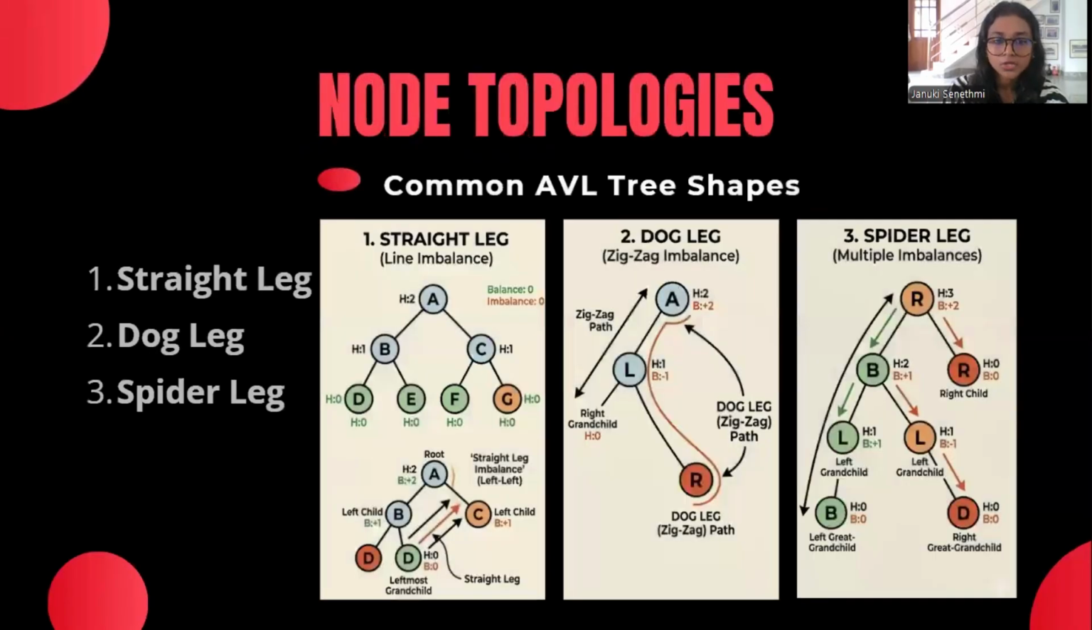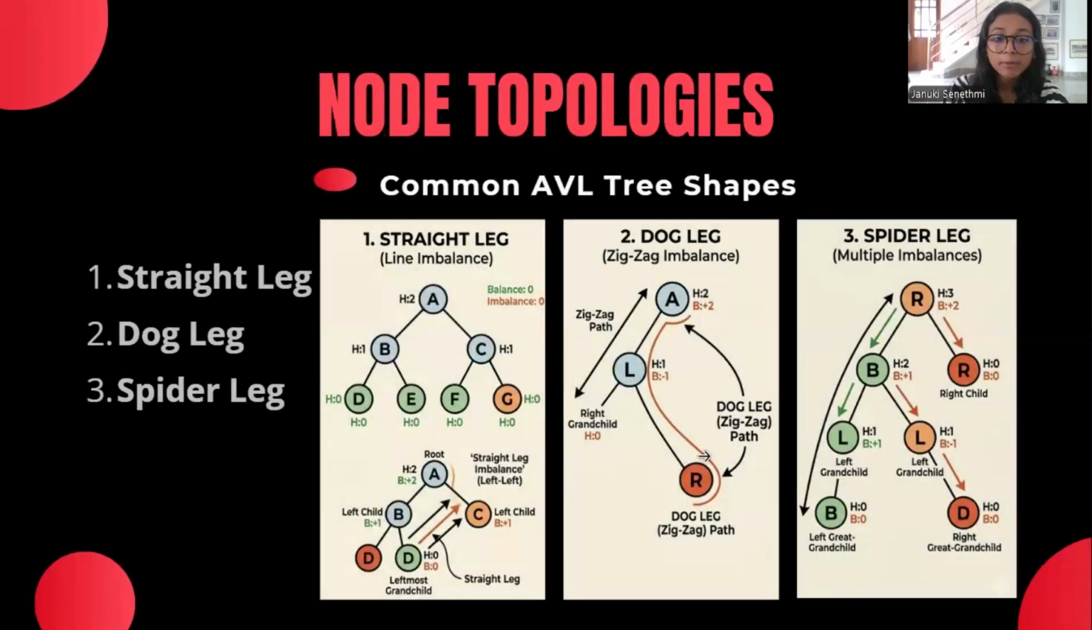Before performing rotations, we identify the shape or topology of the node. The three common topologies are straight leg, dog leg, and spider leg. These shapes help us determine which rotation should be performed.